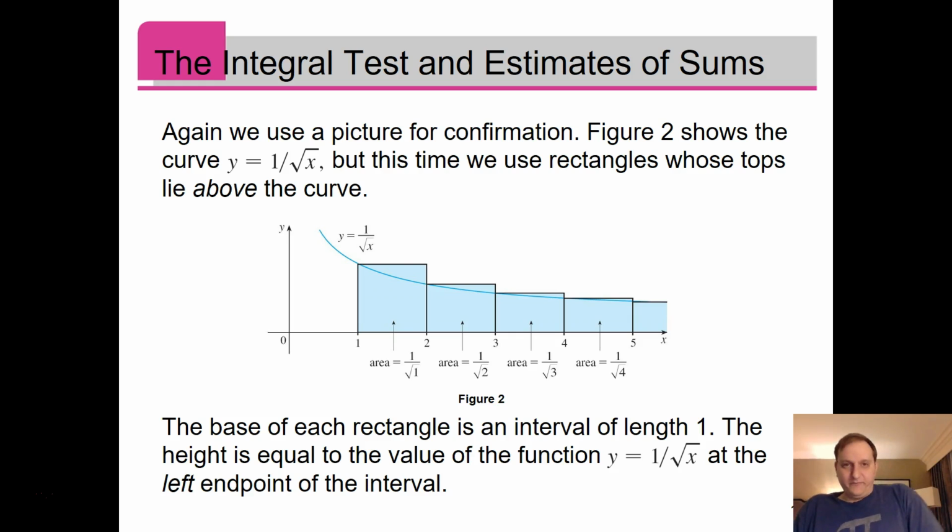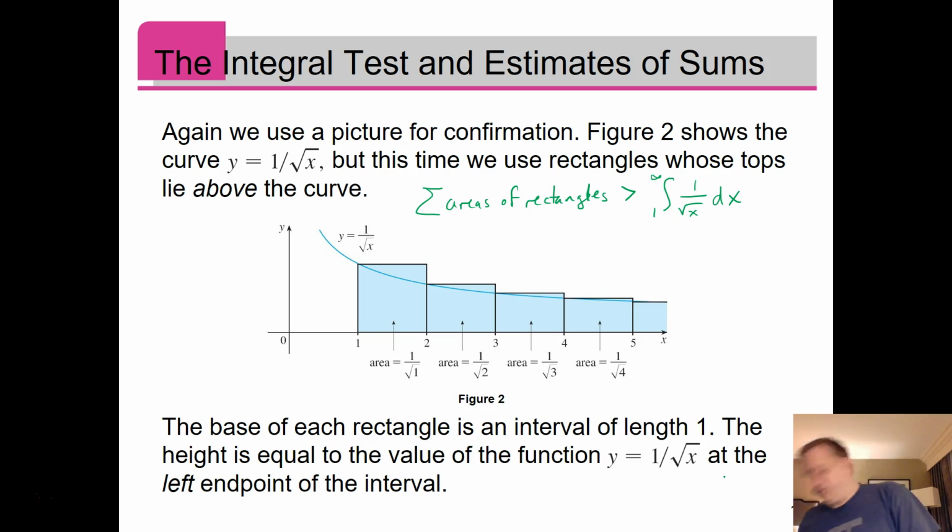So here's our picture. Now we have the function y equals 1 over root x. Here the difference is that we've set things up so that the tops are above the curve. That means the area of the rectangles is actually greater than the integral. And here we don't have to ignore the first term. So the sum of the areas of the rectangles is greater than the integral from 1 to infinity of 1 over root x dx.